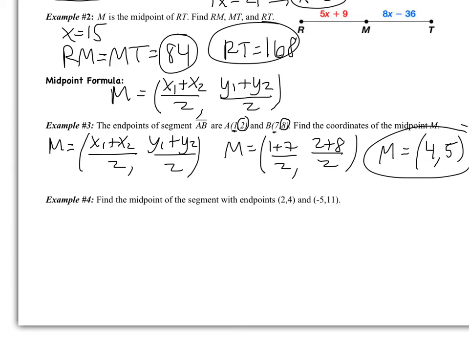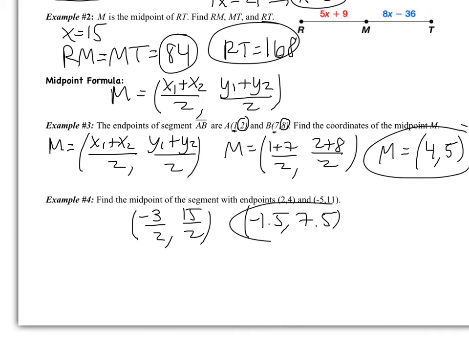Okay, hopefully you tried this one on your own. You should have gotten -3/2, 15/2. I prefer fractions, but if you put those into decimals, you would have gotten -1.5 and then 7.5. If you did not get those correct, go back, look at example 3, and redo example 4. When you come to class, I'm going to be making sure that you have this one done and that you have all the work for it.